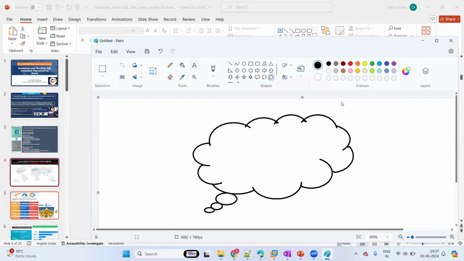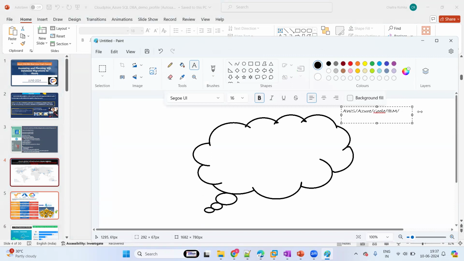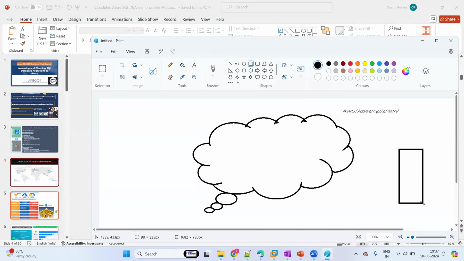Not only for Azure, we have a lot of cloud providers: AWS, Azure, Google Cloud, IBM Cloud, Oracle Cloud. So there are a lot of public cloud vendors, but what we are focusing on today is Azure cloud related stuff.